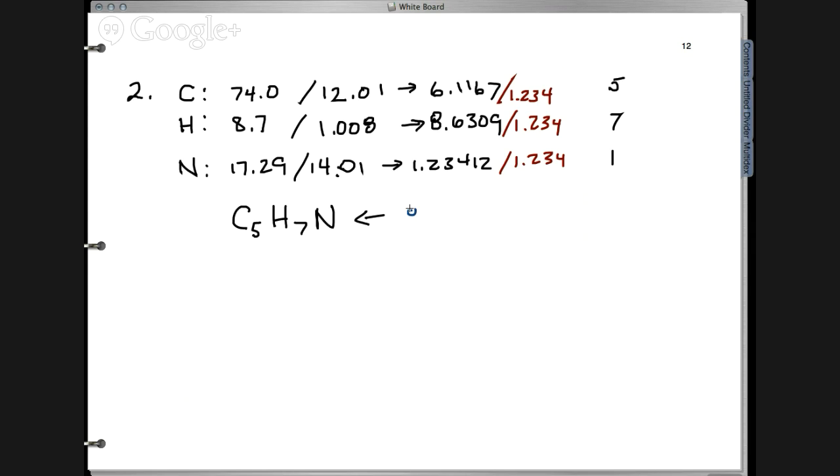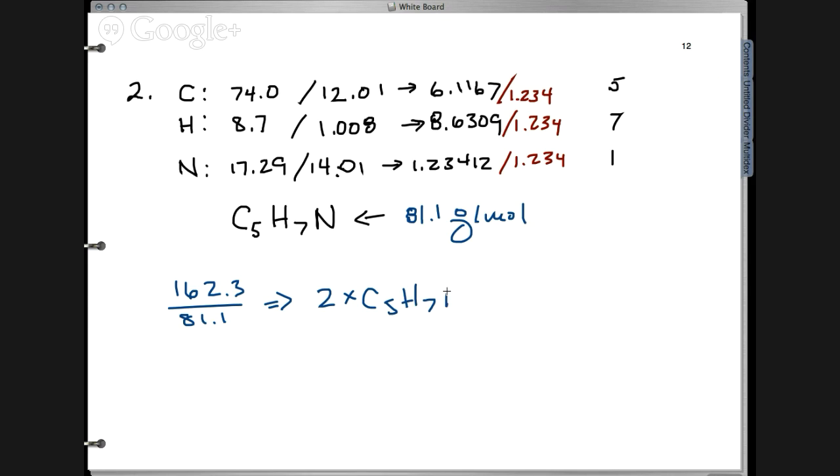If I add up the molecular weight for that, what I find is 81.1 grams per mole. So if I take the ratio of these two, the molar mass that we calculated for nicotine in the previous part of the problem, 162.3 divided by 81.1, this means that it's twice the empirical formula, two times C5H7N, or to express that correctly, this gives us C10H14N2.